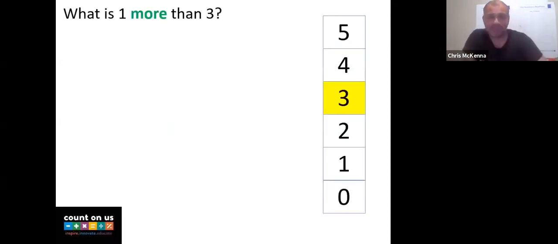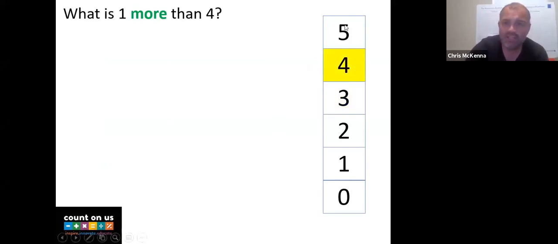Using the number line, we can say, what is 1 more than 3? You can see I've highlighted 3. What is 1 more than 3? We can see the answer is 4. Then we can change the question. What is 1 more than 4? Well, I can see that 1 more than 4 is 5.